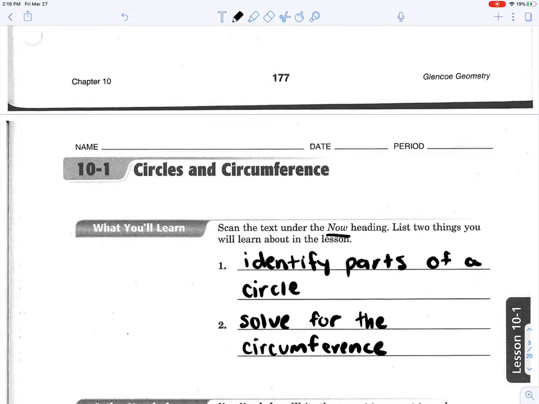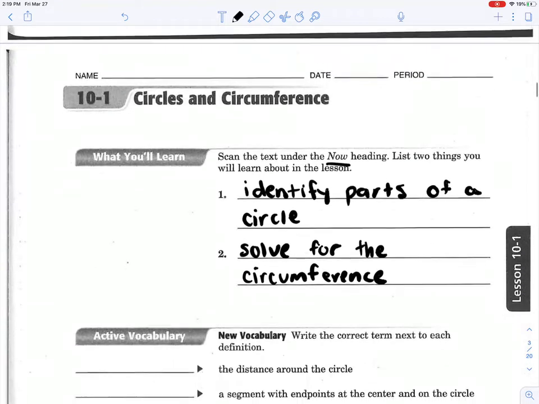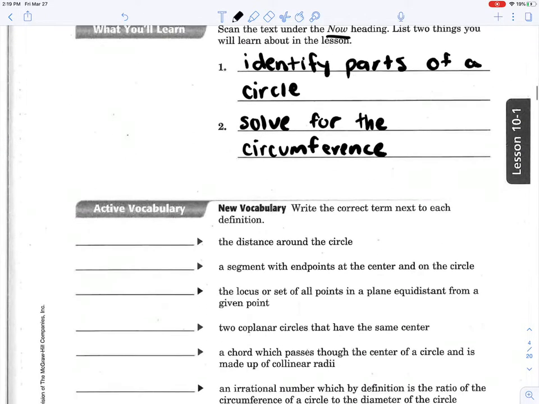The first part says scan the text under the Now heading. List 2 things you will learn about in this lesson. So under the Now heading, it says how to identify parts of the circle and how to find the circumference of a circle. So I put those 2 things down.